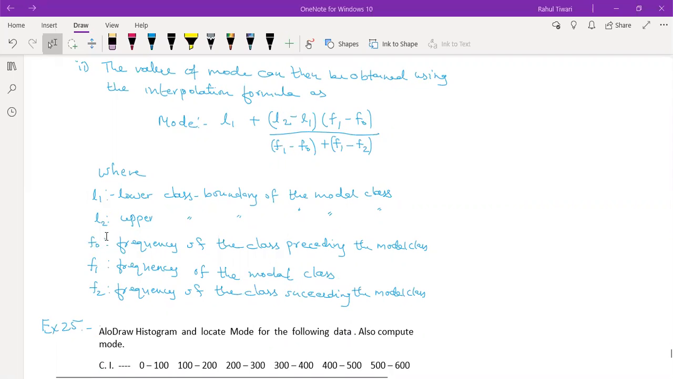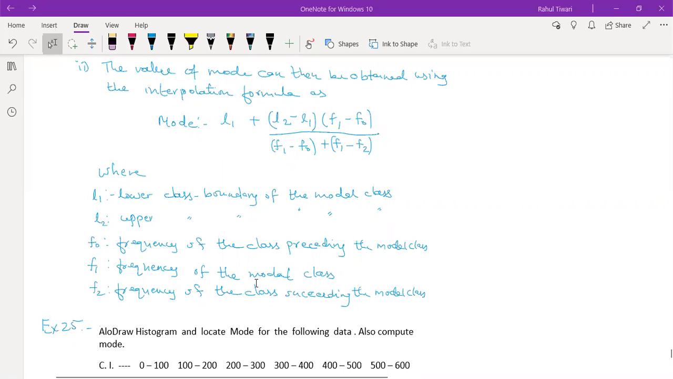Now understand F0. What is F0? F0 is the class frequency, the class preceding the modal class. So wherever you have a modal class, preceding means the previous value, the previous frequency. As we have seen for the median, the class above it was your less than CF. Remember. Similarly, in this case, F0 will be wherever your modal class is, above that, whatever the frequency is, that is your F0.